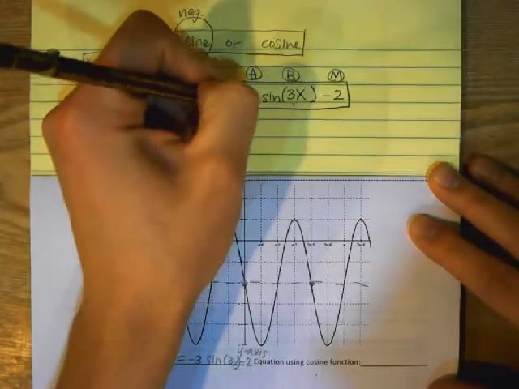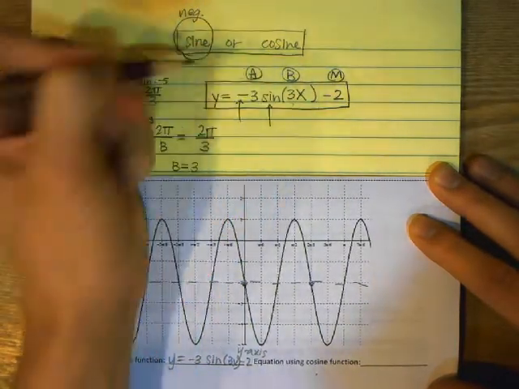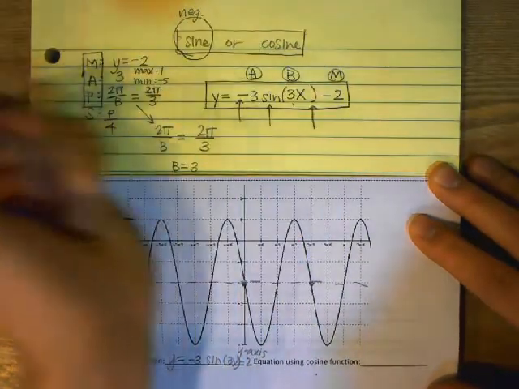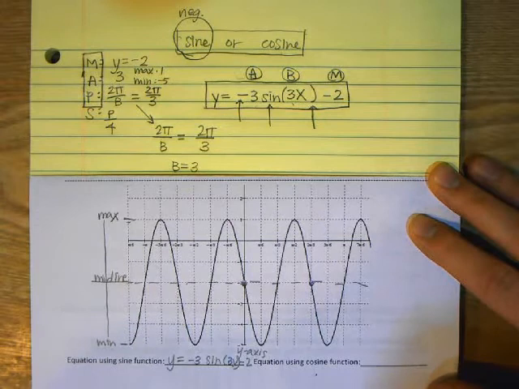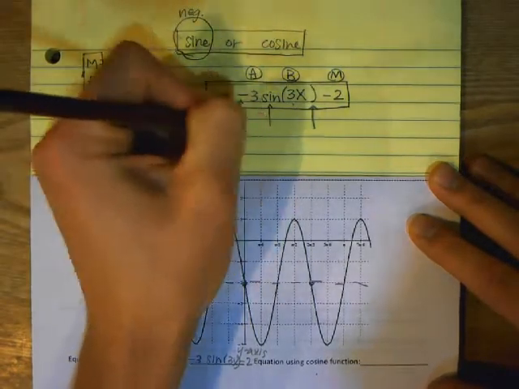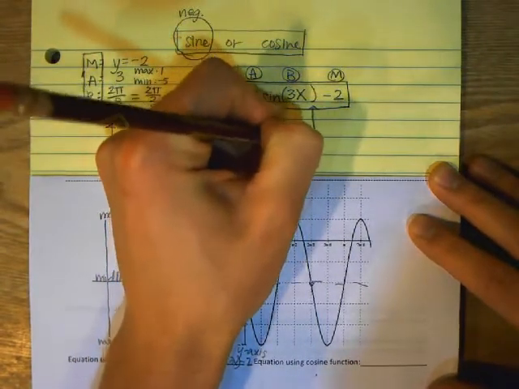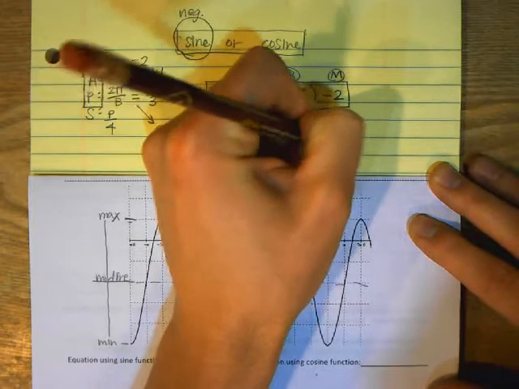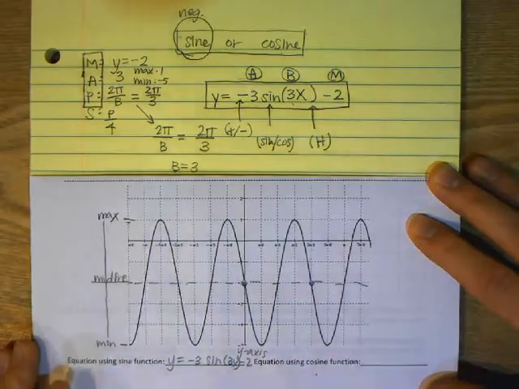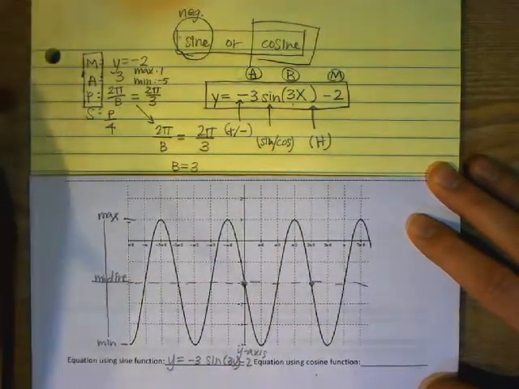Things that may change: positive or negative, depending upon sine or cosine. Obviously, sine and cosine could change. And then what's missing here would be an h value. A horizontal shift could change. So whether it's positive or negative can change, whether it's sine or cosine can change, and the h value can change. So let's look at that if we were going to now choose cosine instead of sine.